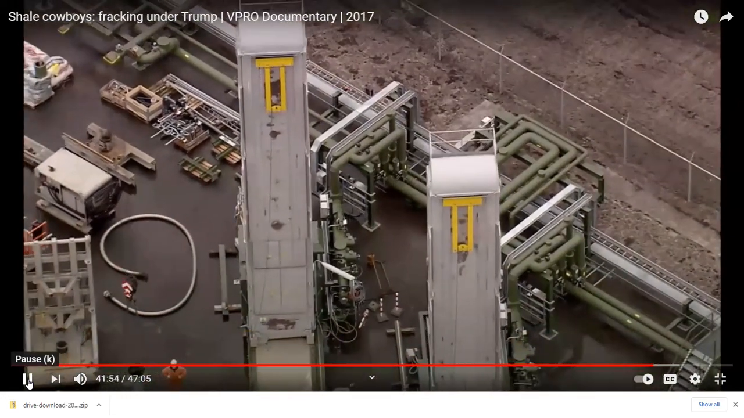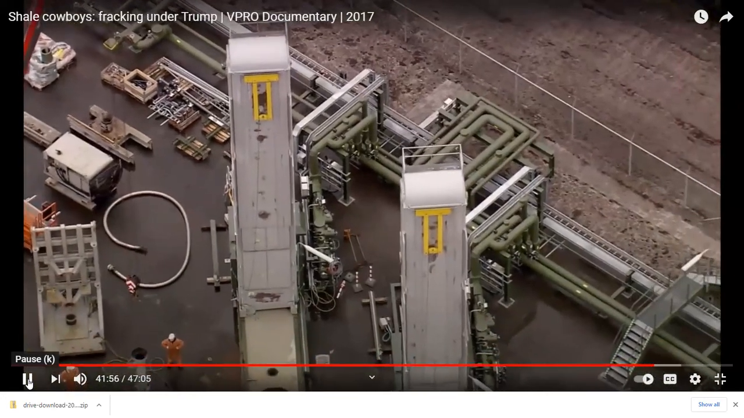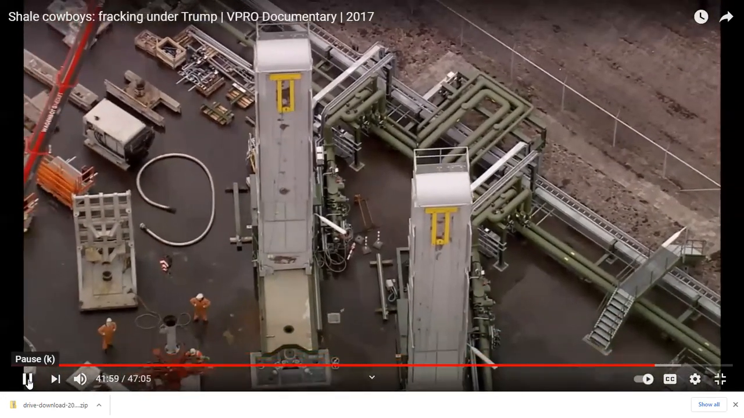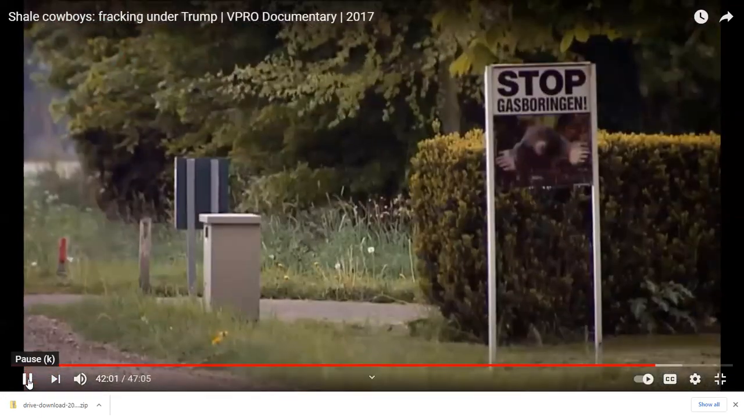The gas reserves in the Netherlands are diminishing fast. Shale gas seemed a good solution, but it is met with a lot of resistance.